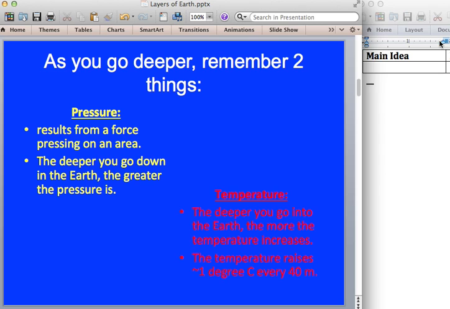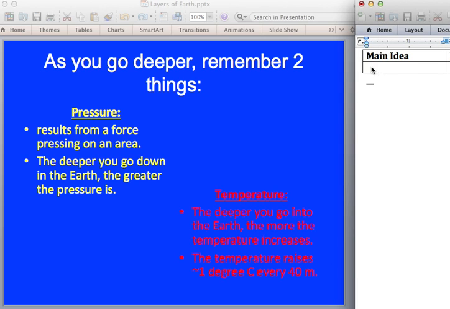First though, a quick note on temperature and pressure inside the Earth. So for both of these, as you go towards the core, the pressure is going to increase, right? And if we think about this, this makes sense. You've got more and more rock above you pushing down, and so there's going to be lots more pressure.